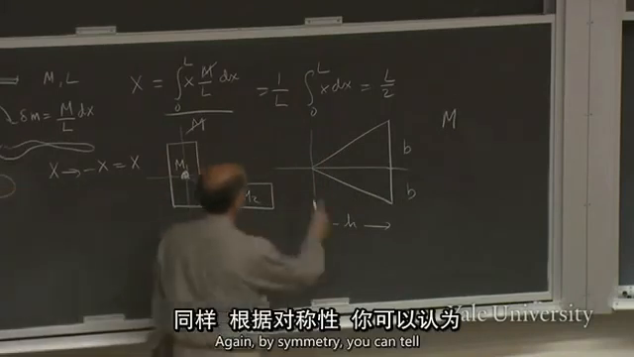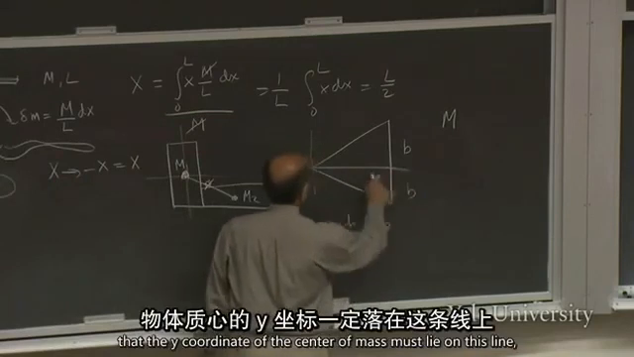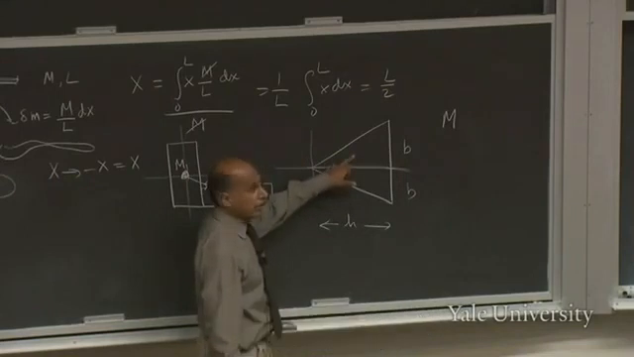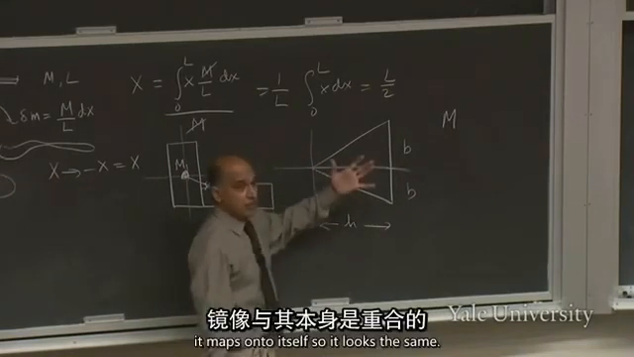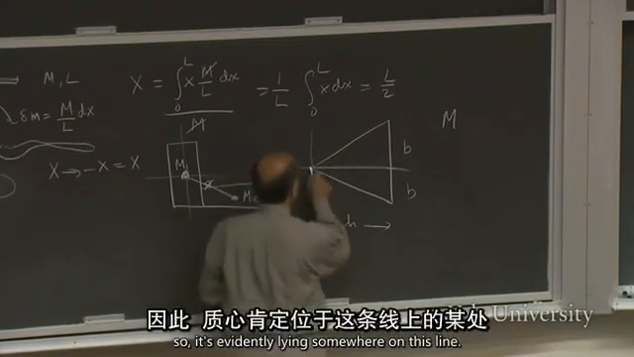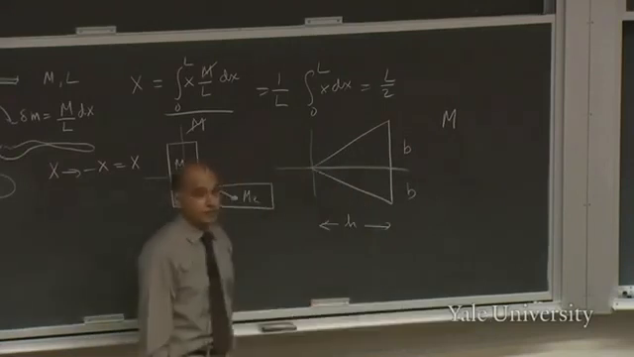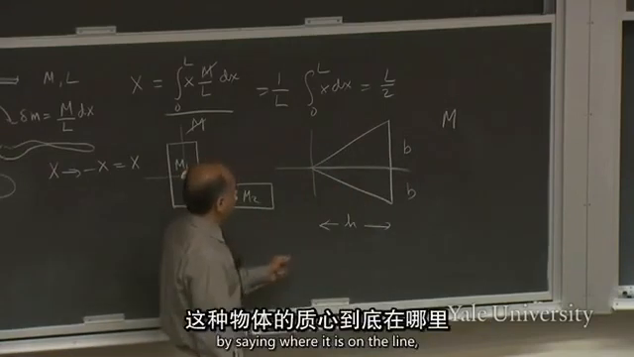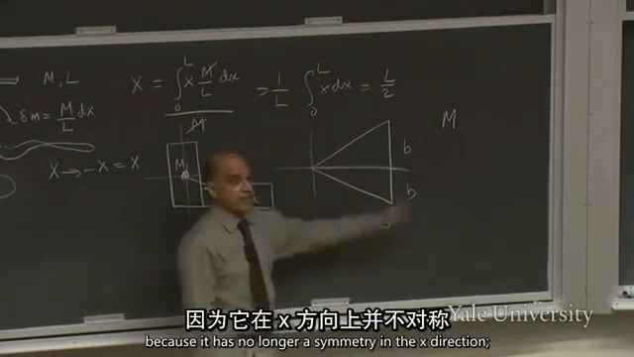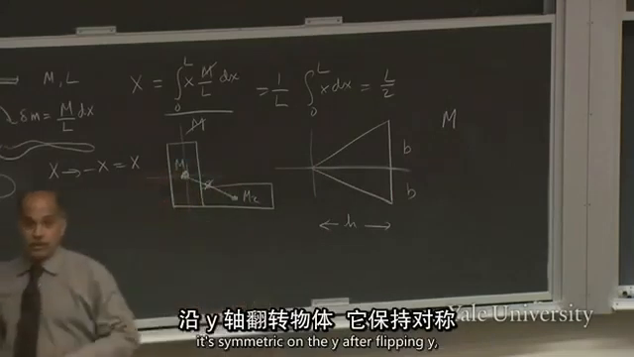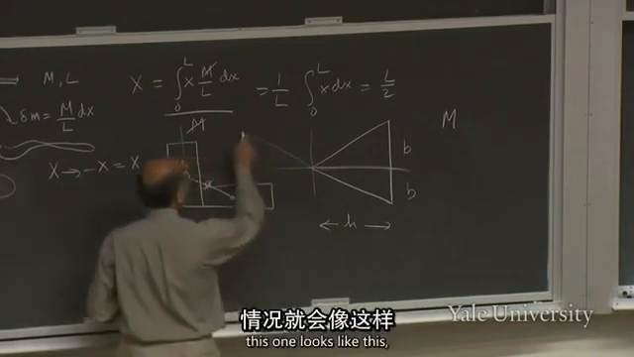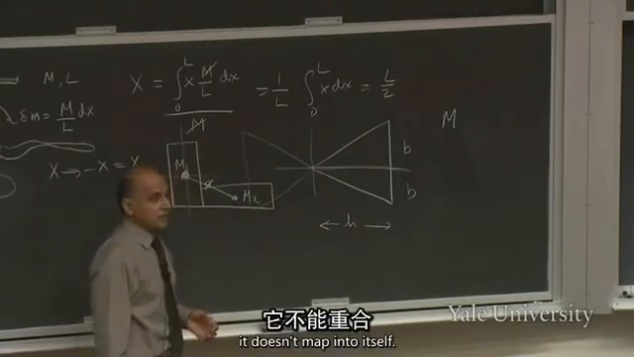Again, by symmetry, you can tell that the y-coordinate of the center of mass must lie on this line, because if I take y to minus y, it maps onto itself, so it looks the same, but it's supposed to reverse capital Y, therefore capital Y is minus capital Y, and therefore it's 0, so it's evidently lying somewhere on this line. I cannot do further calculations of this type by saying where it is on the line, because it has no longer a symmetry in the x direction. It's symmetric in the y, under flipping y, but I cannot say take x to minus x. In fact, if I take x to minus x, this one looks like this. It doesn't map into itself.